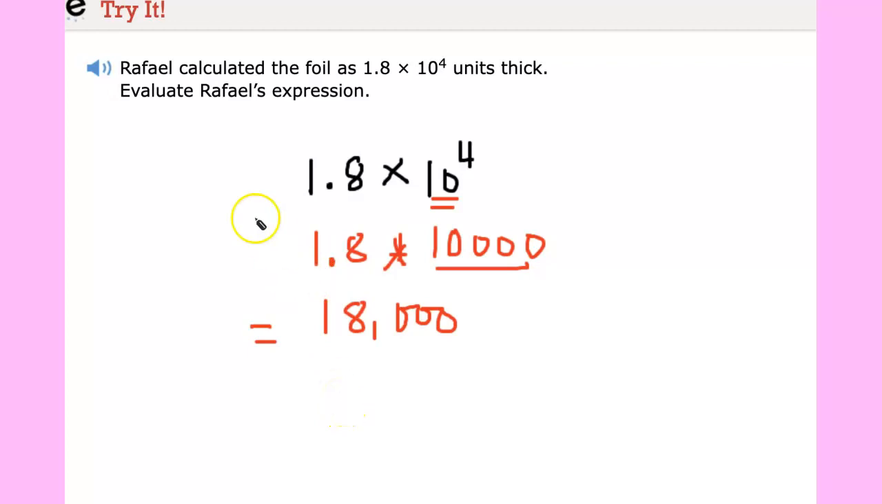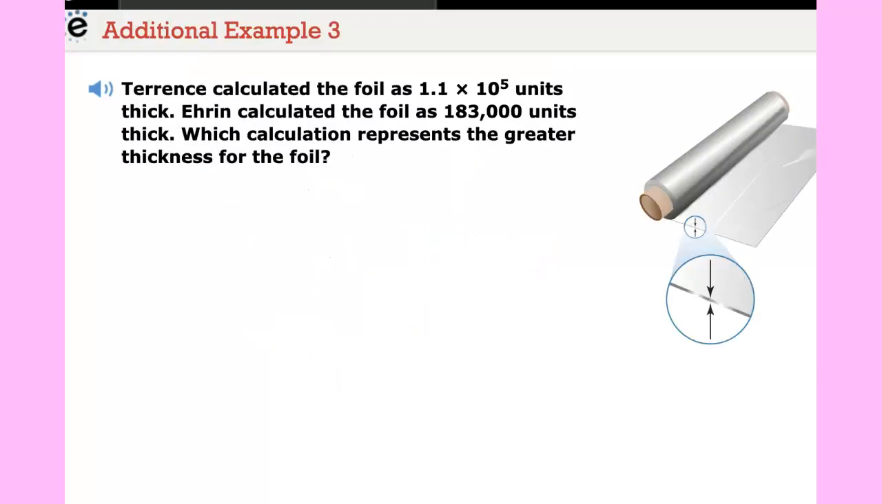All right, let's try another one. Here's another foil problem. Terence calculated the foil as 1.1 times 10 to the power of 5 units thick. Aaron calculated the foil as 183,000 units thick. Which calculation represents the greater thickness of the foil? I'll give you a minute.